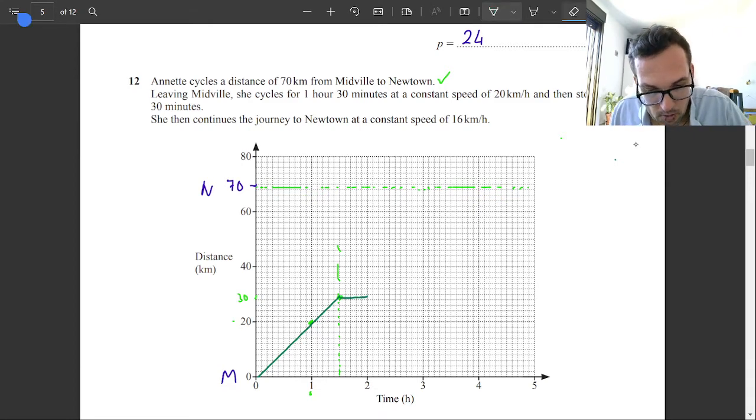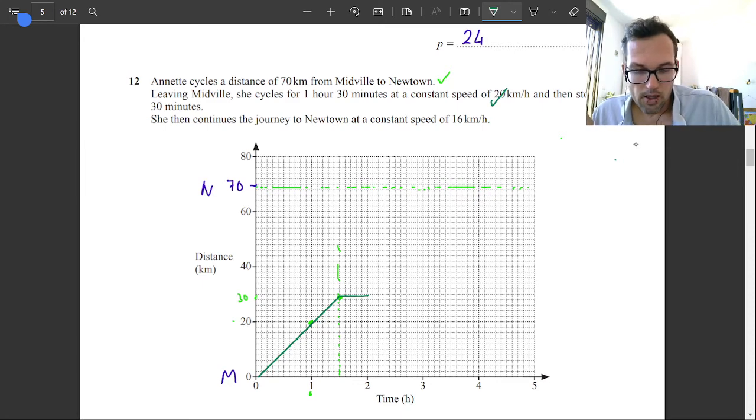Of course, you're using a ruler and a pencil, so if anything goes wrong, anything is crooked, any mistakes made, you can just rub it out and you don't get stressed in the exam. Right. So now we've sorted that second sentence. She then continues her journey to Newtown at a constant speed of 16 kilometers per hour. So 1 hour, 16 kilometers. So we're now at 30 kilometers, 2 hours.